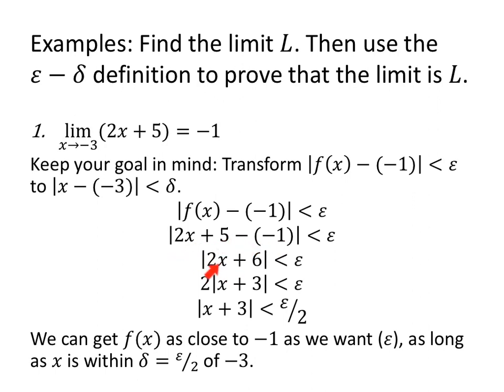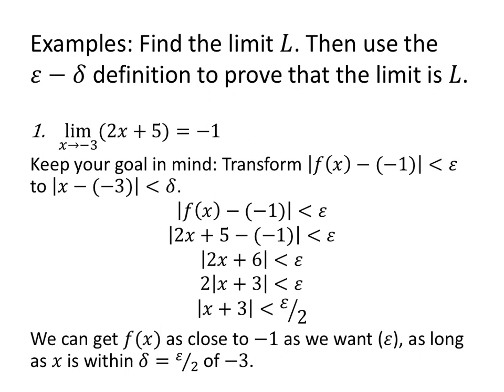Minus a negative 1 gives us 2x plus 6, in absolute values less than epsilon. Again, we'll factor out the 2. 2 is positive, so it's all good. 2 times the absolute value of x plus 3 is less than epsilon. And when I divide both sides by 2, the absolute value of x plus 3 is less than epsilon over 2.